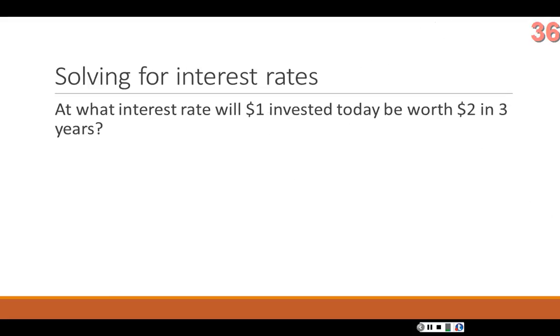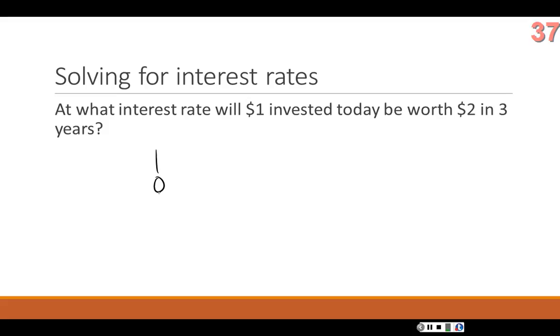So what if we wanted to solve for the interest rate? If we wanted to invest $1 and it be worth $2 in 3 years, at what rate would we have to earn our money? You could do this problem with, if we wanted to invest $100 and receive $200 in 3 years, what rate would we earn? That's fine. The $1 and $2 again is arbitrary. So we can put this on our timeline.